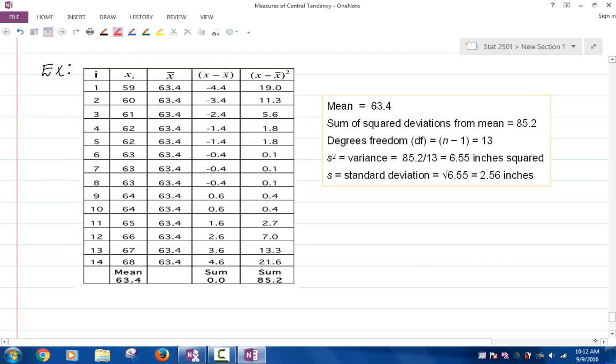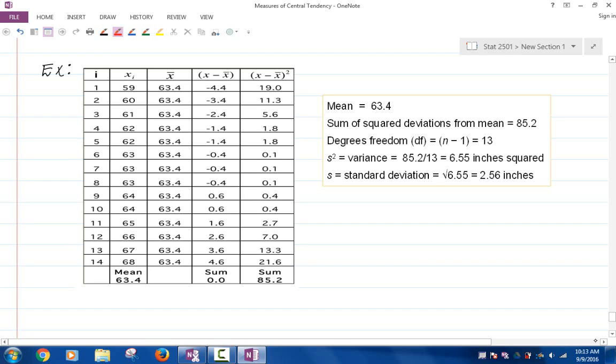So if you look at the first observation 59, what's the deviation of that from the mean? Well, you subtract the mean from that observation. What is 59 minus 63.4? That's negative 4.4, right? What is 60 minus 63.4? Well, that's negative 3.4, right? And so on. Let me give you another example. What is 65 minus 63.4? That's 1.6. Is everybody okay?